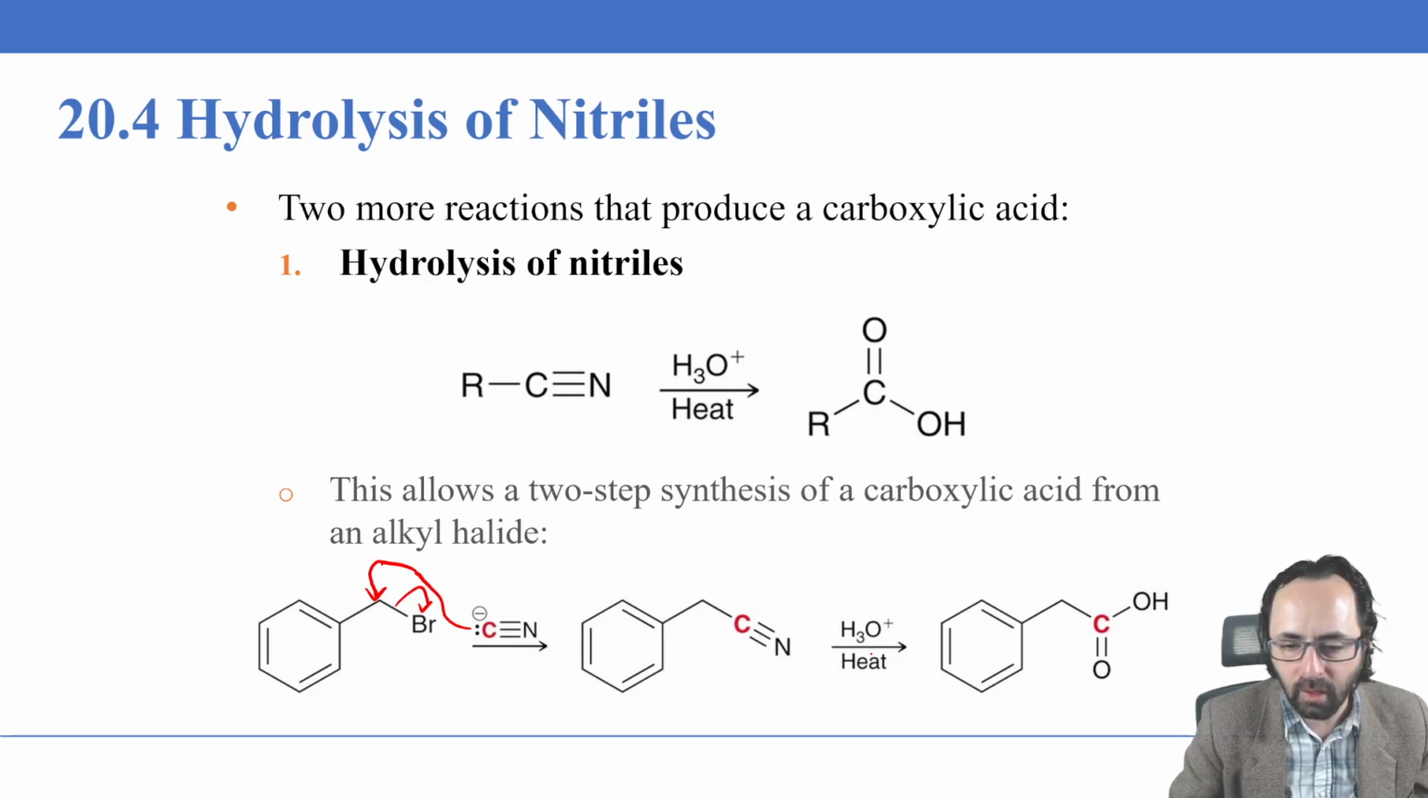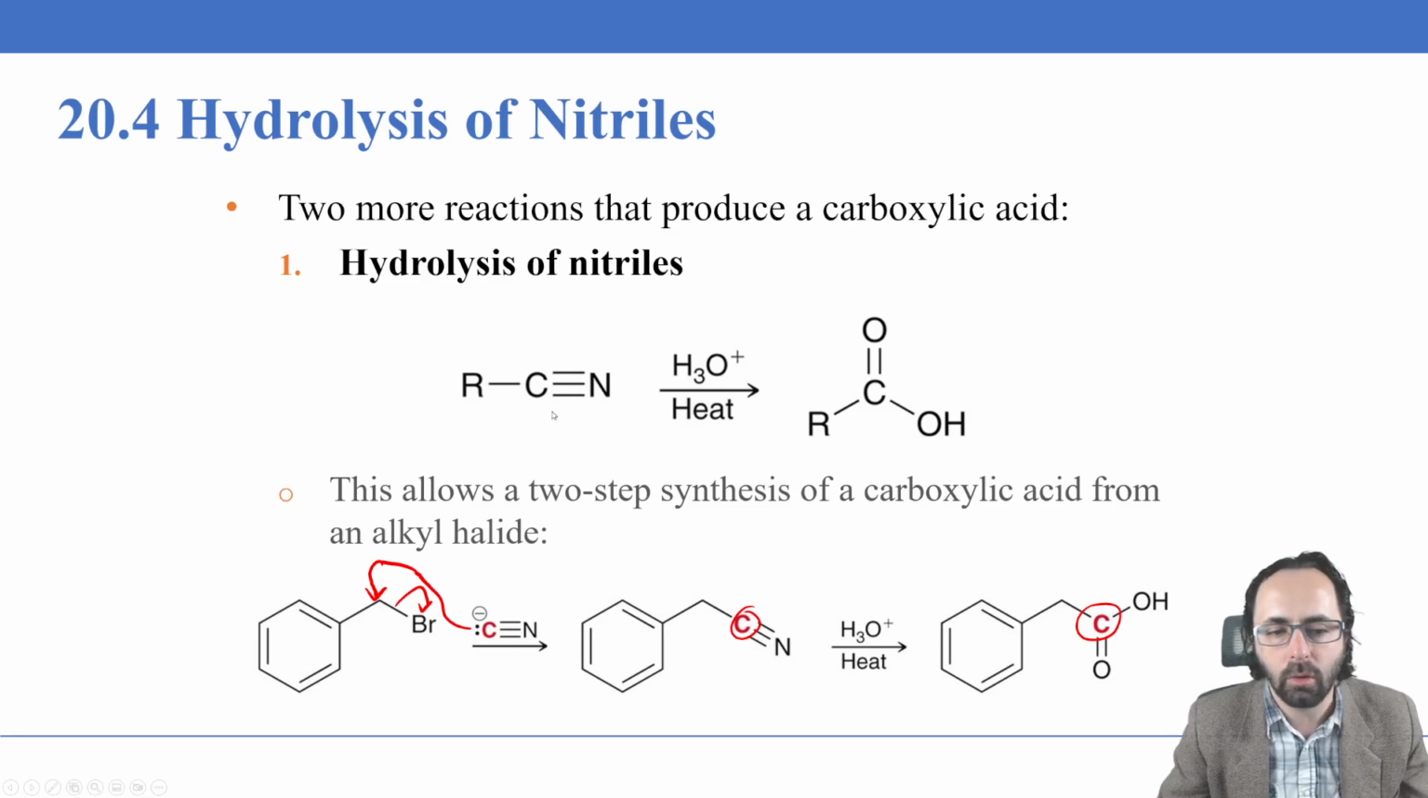If we expose this nitrile to acid and heat, we will end up keeping this carbon. This carbon is this one right here, but ultimately we'll have a double bond to that carbon and OH, producing a carboxylic acid. So in general, taking a nitrile and exposing it to heat, we'll take this carbon and turn it, instead of carbon triple bond nitrogen, into a carboxylic acid group here.